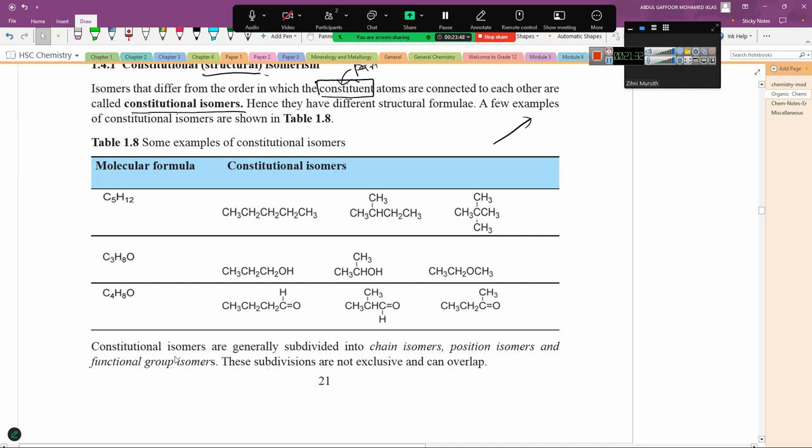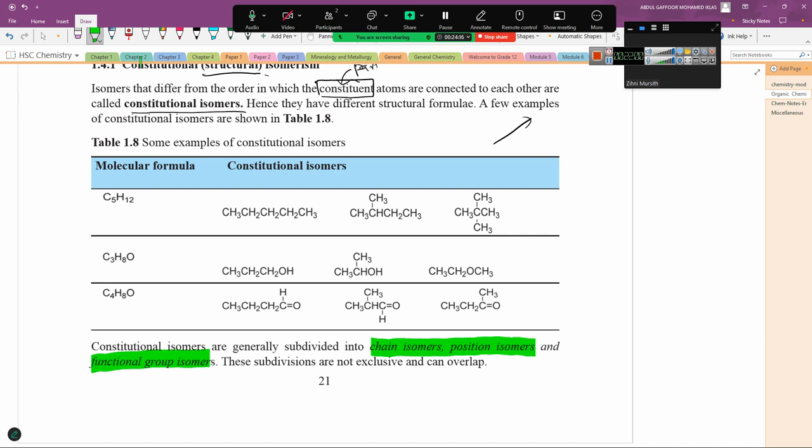Constitutional isomers are generally subdivided into chain isomers, position isomers, and functional group isomers. These three subdivision categories are not exclusive and can overlap. So these subdivisions are not exclusive or can overlap. What it means is, sometimes for a particular molecular formula, we may have both chain isomers and position isomers. So they are not exclusive, right?